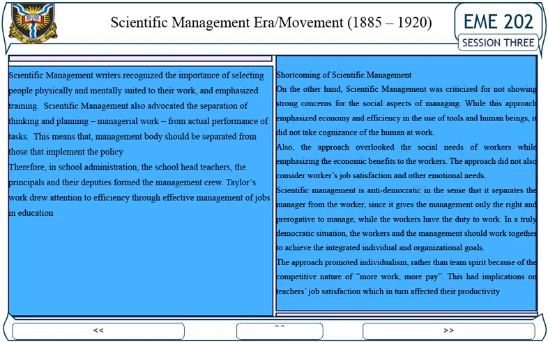Scientific management is anti-democratic in the sense that it separates the manager from the worker, since it gives the management only the right and prerogative to manage, while the workers have the duty to work. In a truly democratic situation, the workers and the management should work together to achieve the integrated individual and organizational goals.